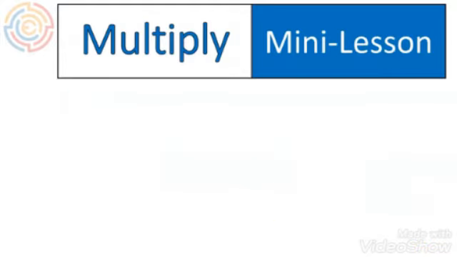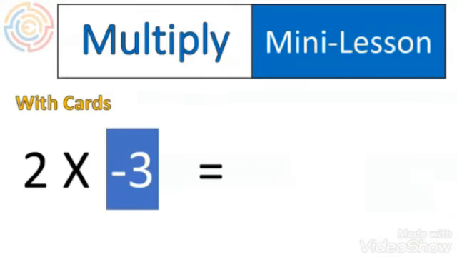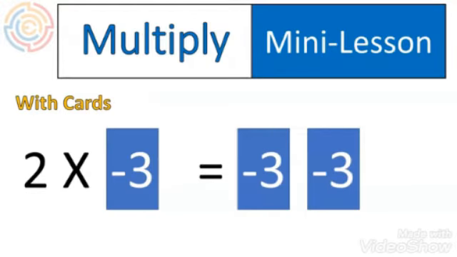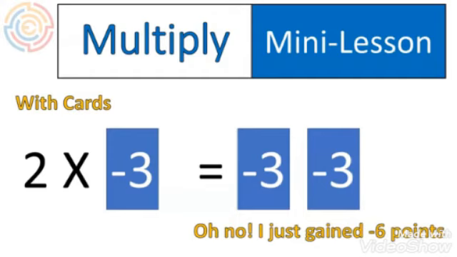Now, what happens when we throw some negatives in there? What if you got 2 times the -3 card? Well, that would mean you had 2 -3 cards, or a -3 and a -3, and that's bad because you just gained -6 points. You don't want to gain negative points, right? Gaining negative points is not cool. You can see in these two examples that it's pretty straightforward when the first number is positive.